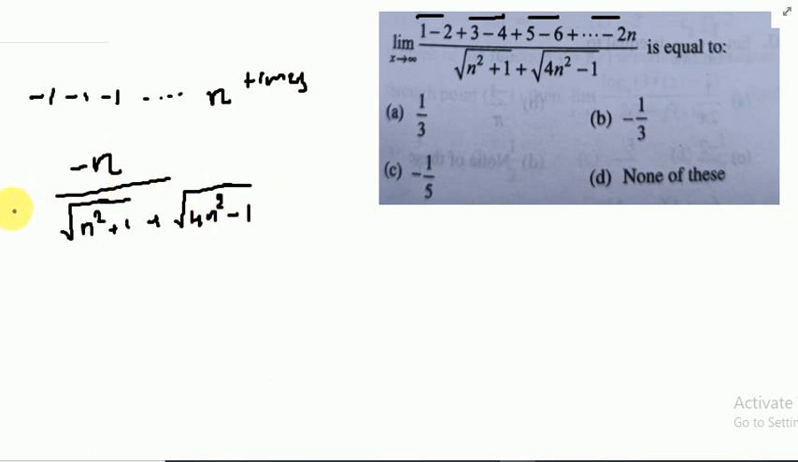Okay, as limit of x tends to infinity. Now, what is the degree of the numerator? 1. What is the degree of the denominator? Square root of n square, under the square root. Therefore, it is 1.